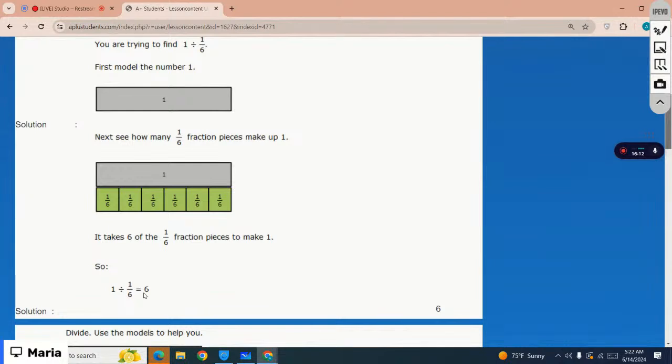You have two things to understand from the model. The first bar represents the 1, and in the second bar, all the pieces together make 1. You just have to see how many 1 by 6 pieces make 1. So 6 pieces of 1 by 6 make 1. So the answer is 6. That means you can divide 1 by 1 by 6 into 6 portions. The correct option is 6. Got it?